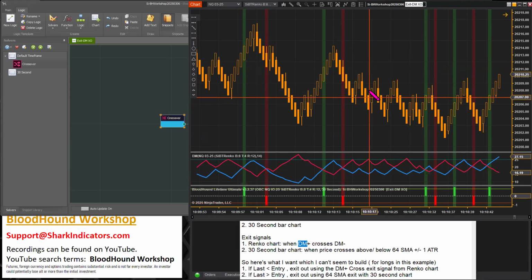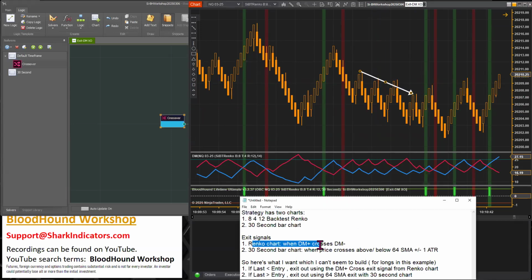So maybe we're in a short trade here, and so this long signal is what's needed to exit a short trade. All right, so there is one of the exit conditions. So now let's do the 30-second one there, right?